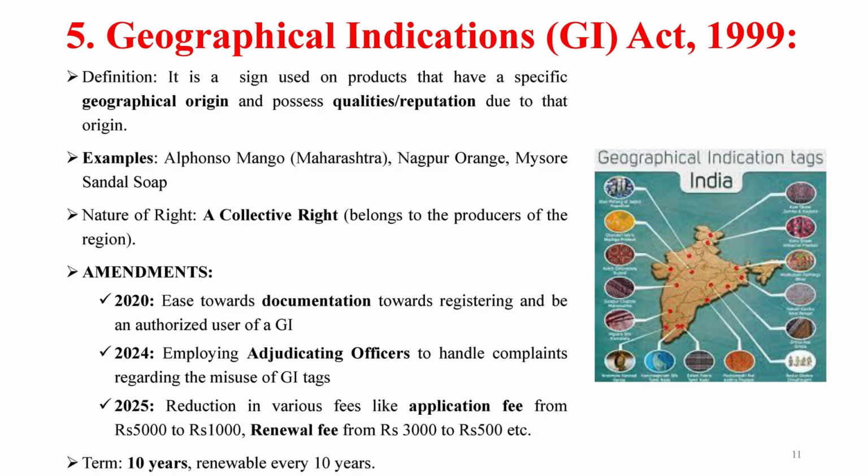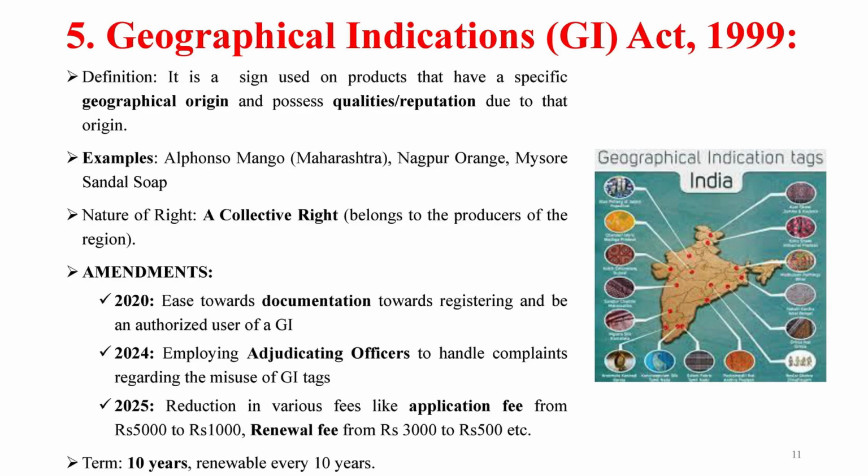Definition: it is a sign used on products that have a specific geographical origin and possess qualities or reputation due to that origin. Examples: Alphonso mango, Maharashtra; Nagpur orange; Mysore sandal soap. Nature of right: a collective right, belongs to the producers of the region.